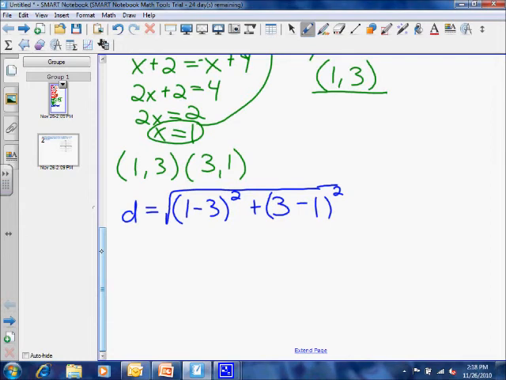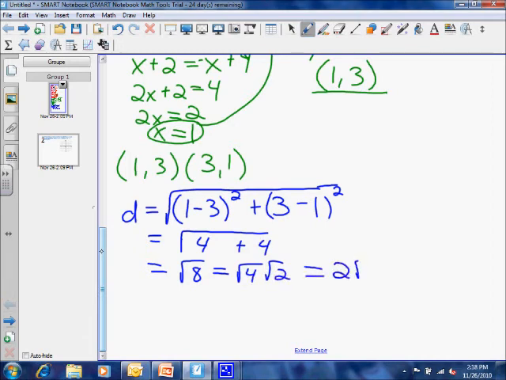1 minus 3 is negative 2. Negative 2 squared is 4. Plus 3 minus 1 is 2. 2 squared is 4. Still the square root of all that. So we have equals the square root of 8, which can be broken down into the square root of 4 and the square root of 2. So the final answer is 2 square root of 2. And then you can also find the approximate value of that.